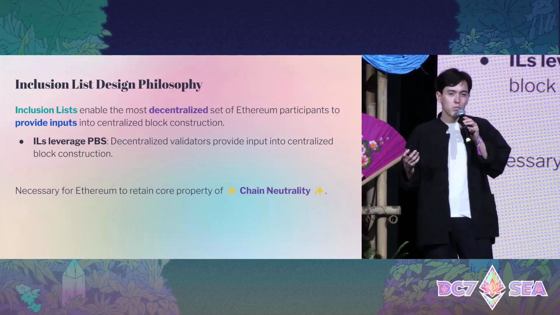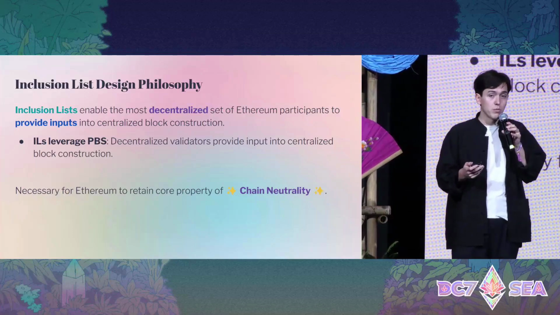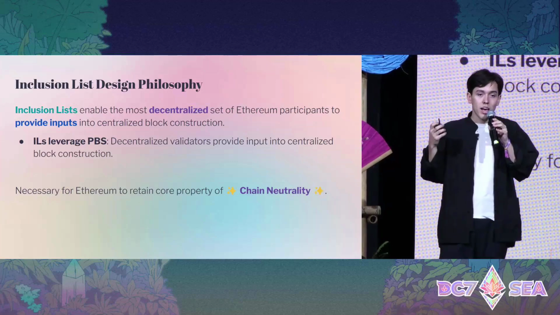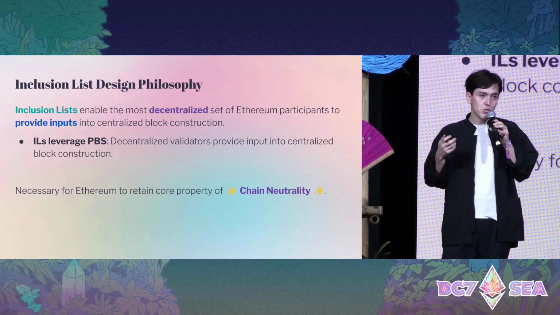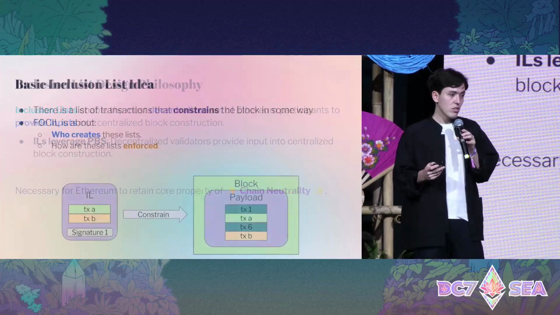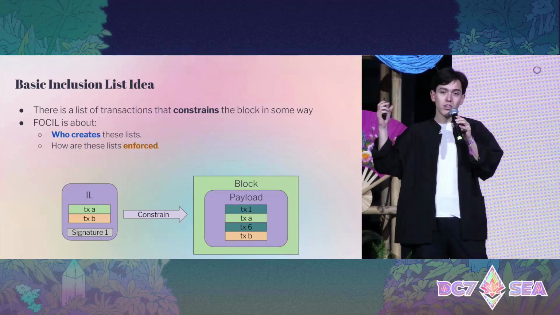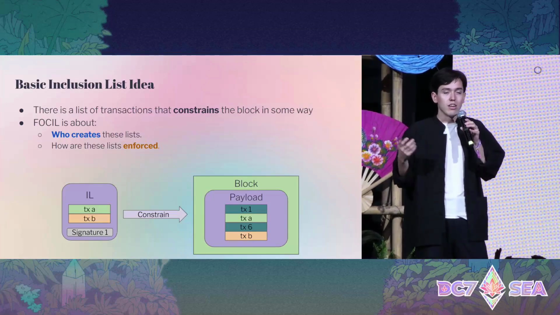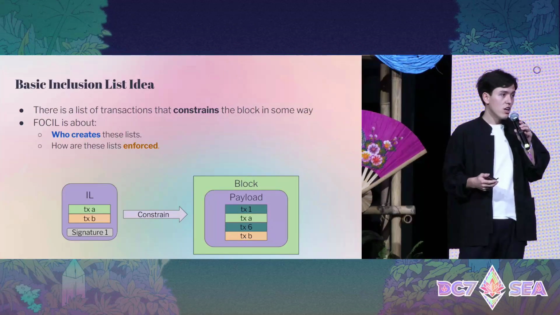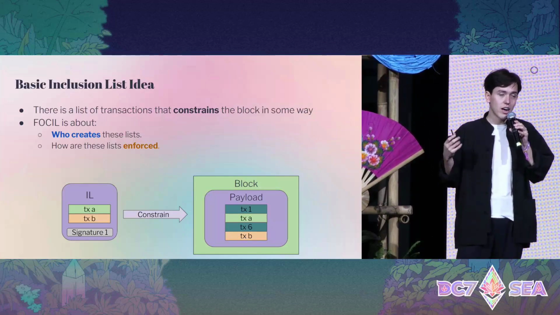And having inclusion lists is necessary to obtain the core property of Ethereum, which is to provide chain neutrality. Chain neutrality we define here as any valid and pending transaction that pays the prevailing base fee is included within the block unless there is no space anymore. So the basic idea of an inclusion list is that there is some list of transactions that constrains how a block is created. And usually you would say that this list of transactions must be included in the block in some way. FOCIL doesn't change this basic idea. It's more about who creates the list and how the list is enforced.